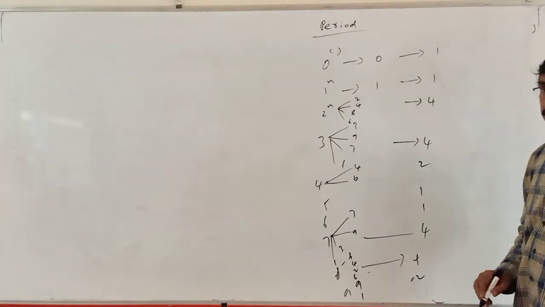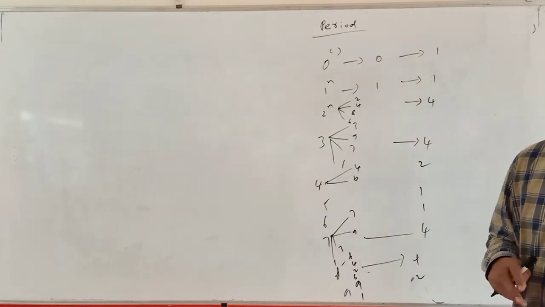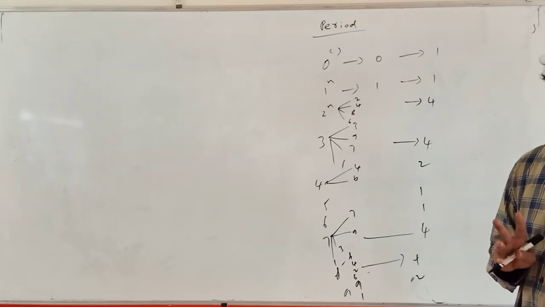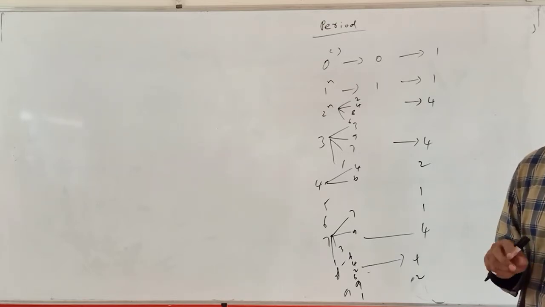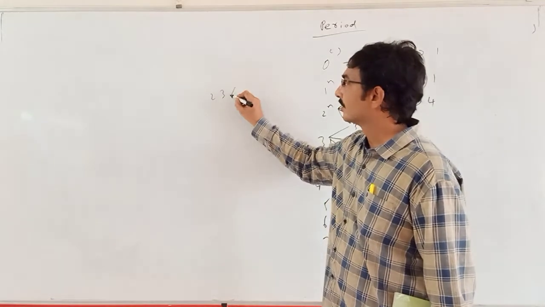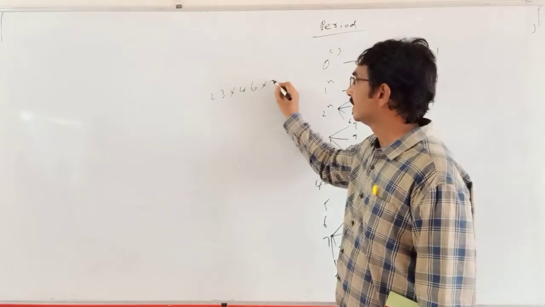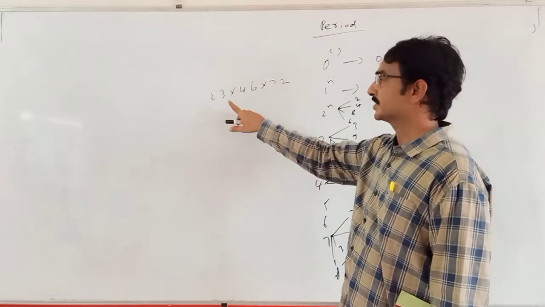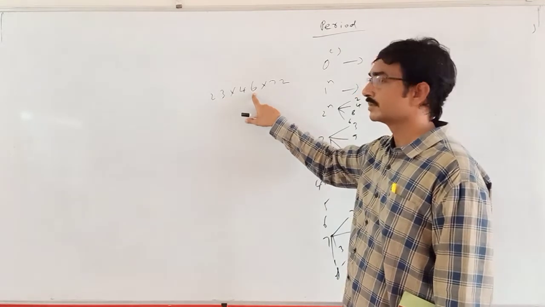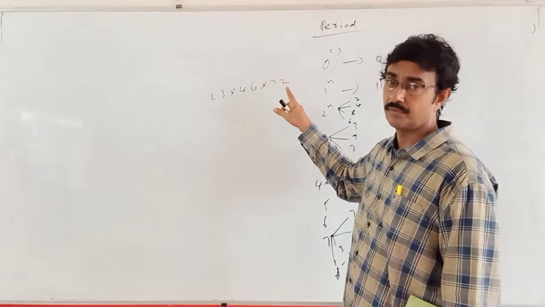Okay. See, the last digit of the product of 2 or more numbers depends only on the last digits of the given numbers. See, 23 into 46 into 72. What is the last digit of this number? Take only last digits. 2 into 6 is 12, 12 into 2 is 24. What is the last digit? 4.